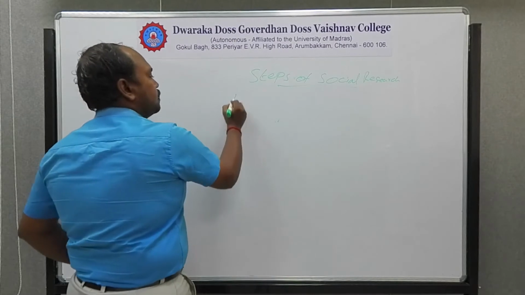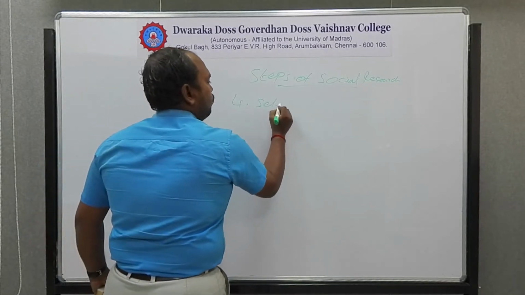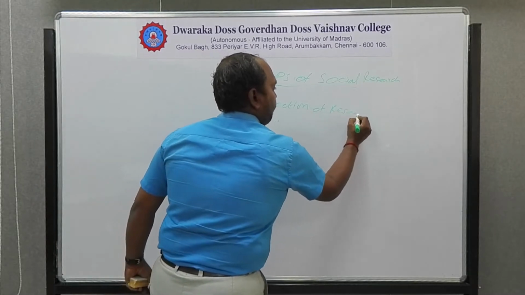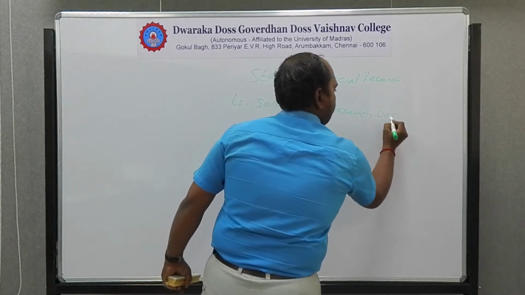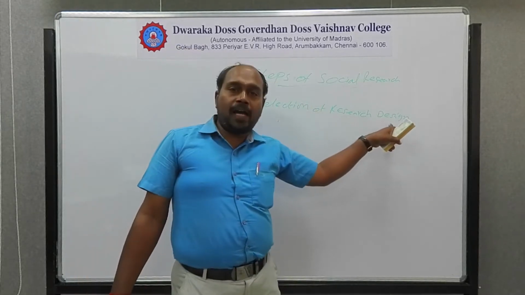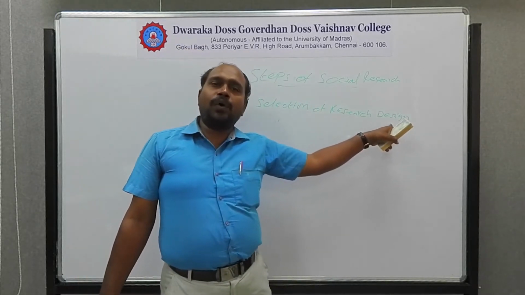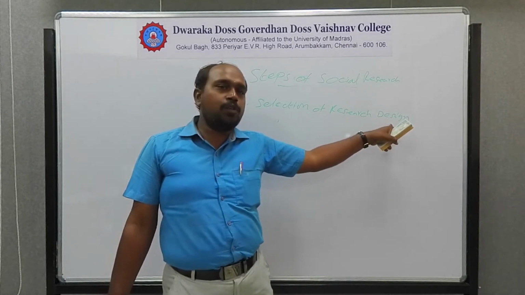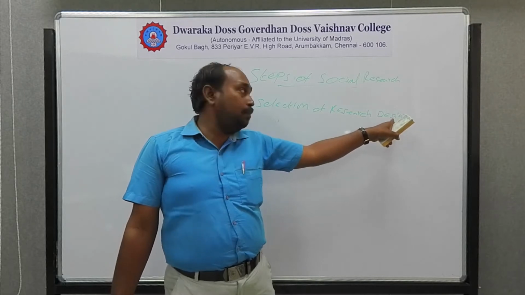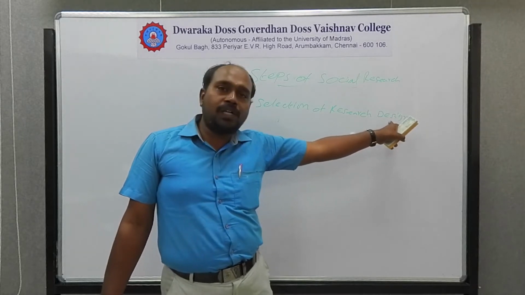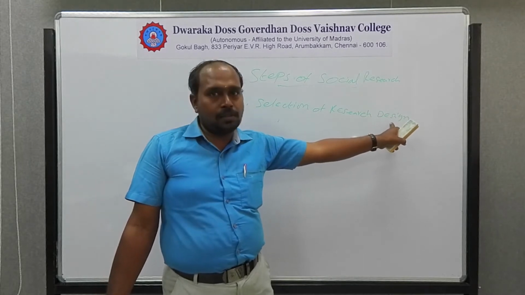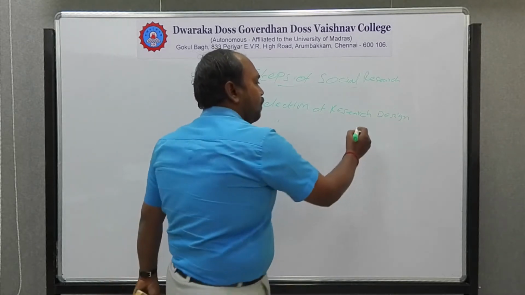The fourth step is selection of research design. Design is a plan of action. Before you conduct a research, we have to plan what you are going to do, and by the designing or by the plan of action, you can save your money, you can save the time and all resources.